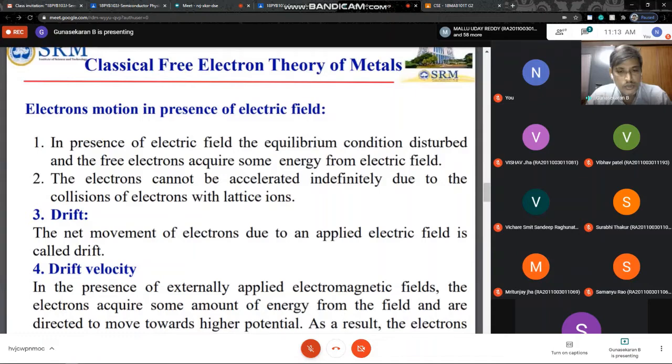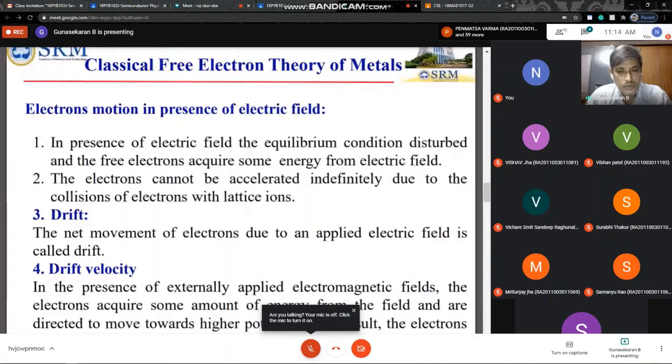Due to getting some energy from the external electric field, they move again, but this time maybe the velocity increases, or some of them lose energy, meaning the velocity decreases. So the electrons are accelerated and drifted. That is why the name drifting comes. The net movement of electrons due to the applied electric field is called drift, and the corresponding velocity is the drift velocity, directed always opposite to the applied electric field.